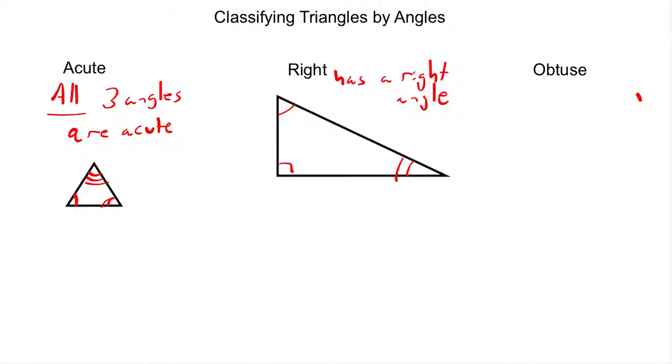And then we have an obtuse triangle. Let's try that again. So an obtuse angle is an angle that's greater than 90 degrees. Do the best we can, right? So this has an obtuse angle. So for an acute triangle, all three angles are acute. A right triangle has two acute angles, one of which is right. An obtuse triangle actually has two acute angles, one of which is obtuse.